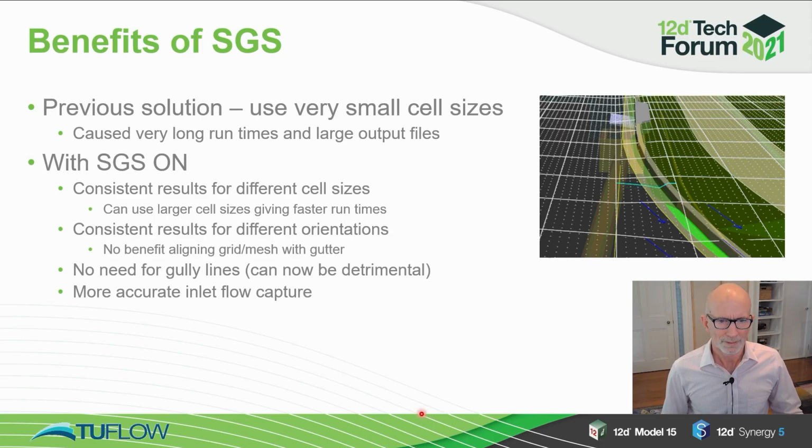Another benefit, and something to very much note for those people who've been using TUFLOW with 12D, is that there's no need for gully lines. In fact, if you put a gully line along a gutter, it can now be detrimental if you have subgrid sampling on. Because with subgrid sampling on, it's picking up the fine detail in the TIN or the DEM, so you don't need to try and roughly reproduce that by using gully lines. And as I've mentioned before, we're getting much more accurate inflow capture, which is excellent.